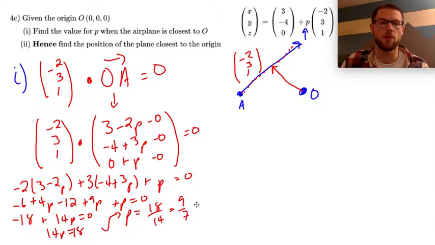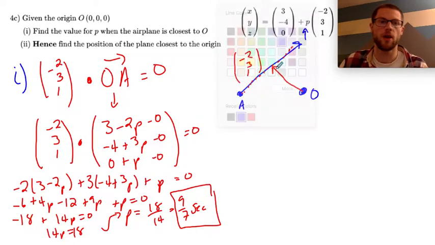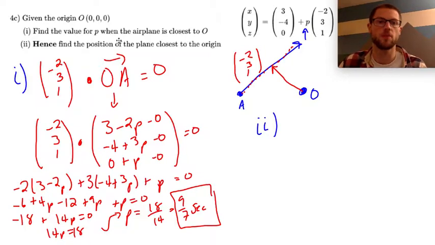And I believe we're talking about seconds here. So 9/7 seconds is the value for p when that airplane is closest to the origin. So it takes 9/7 seconds for it to reach this point here. So that's number 1. Now we want to figure out number 2. And this says, hence, find the position of the plane closest to the origin. So I just found this time value that puts my plane right here.